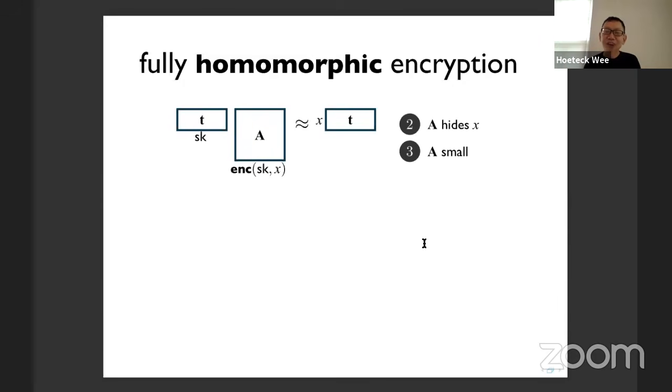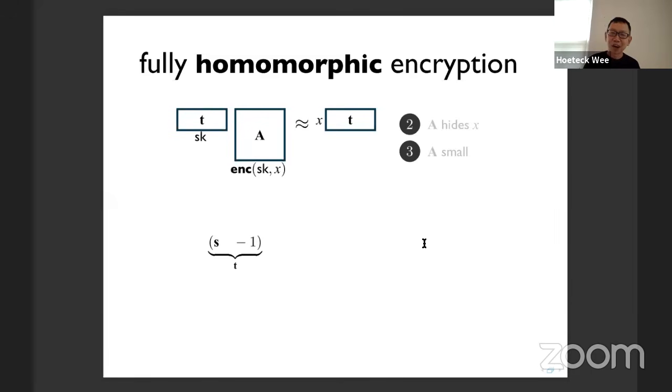So how are we going to do this? I'm actually going to show you how to satisfy all of these three requirements, again starting from just the LWE assumption. Sort of like before, we're going to try to satisfy some subset of the requirements first, ignore the other ones, and try to fix them later. So first, we're going to try to satisfy the first requirement, which is T times A is close to X times T.